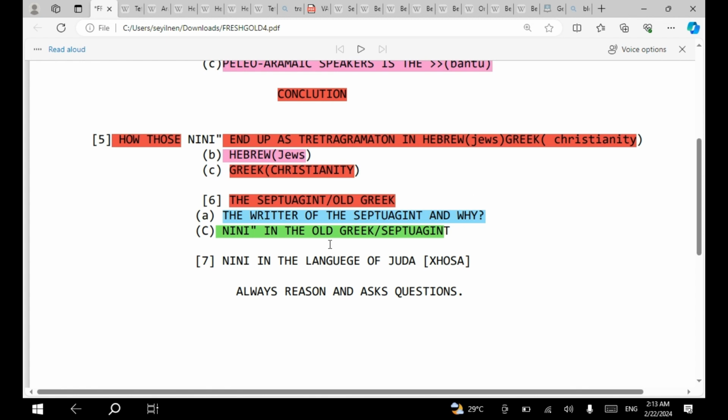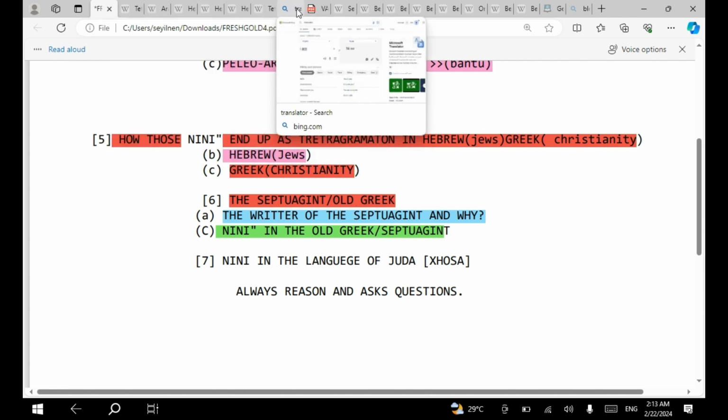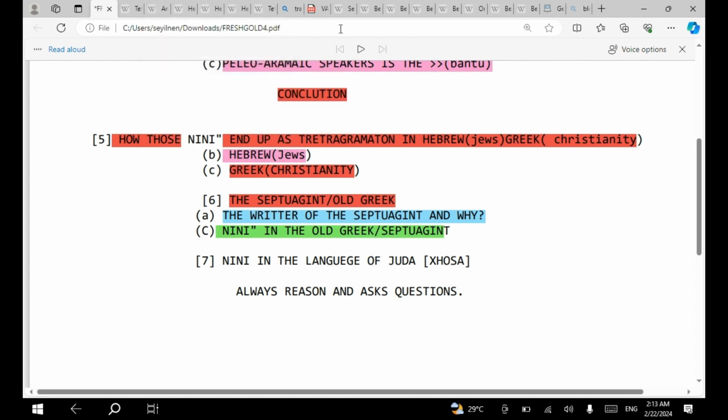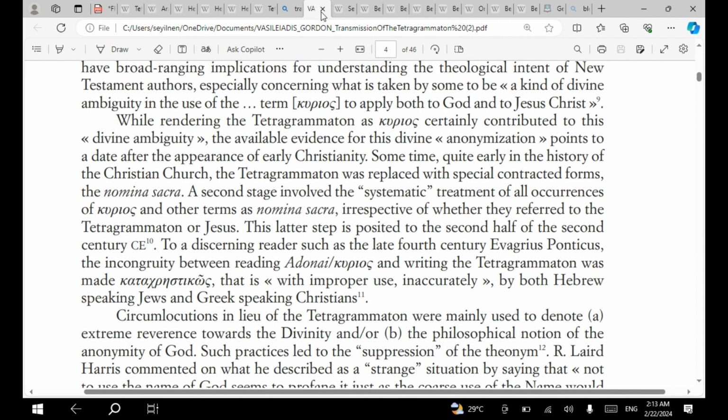Okay, NINI in the old Greek Septuagint. Let's go and see it. Is he saying the truth, or is he lying? Let's go and see NINI in the old Greek Septuagint.